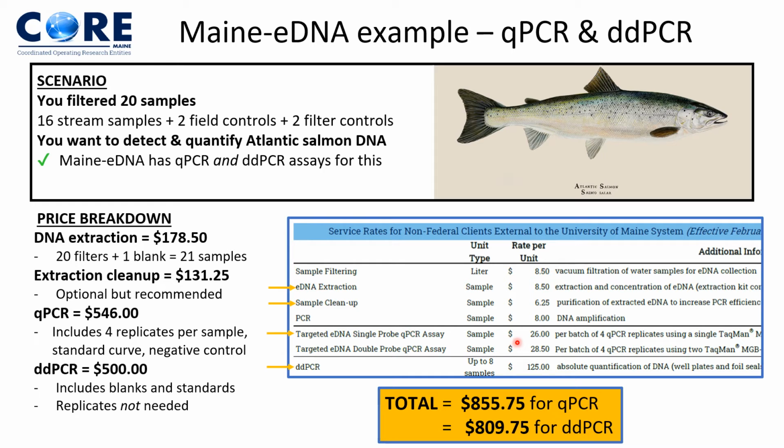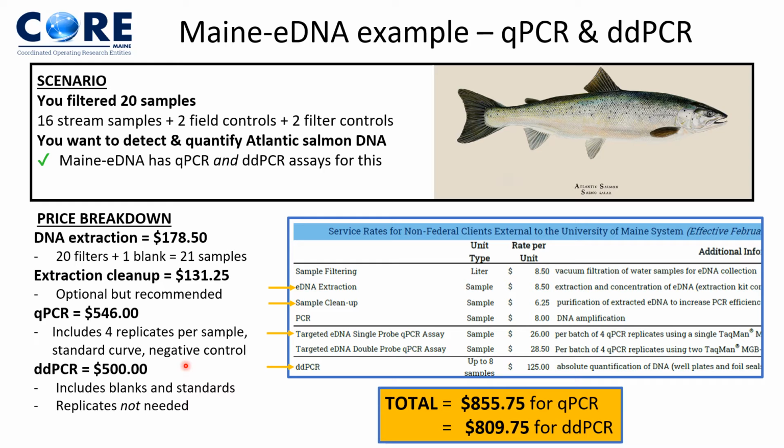and I see that the rate per unit is $26, which if you've done qPCR before, that seems like a lot. However, the thing to note here in additional info is that this rate includes 4 replicates of each sample. So they're going to include the replicates for you, so that's nice. They're also going to include the standard curve and the negative control.